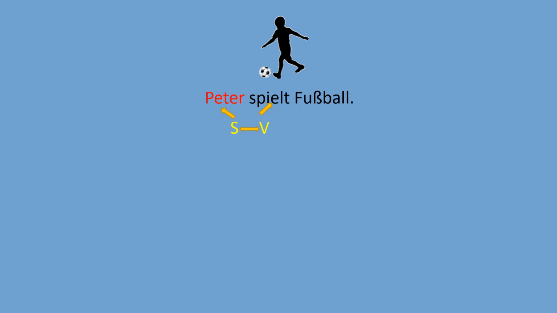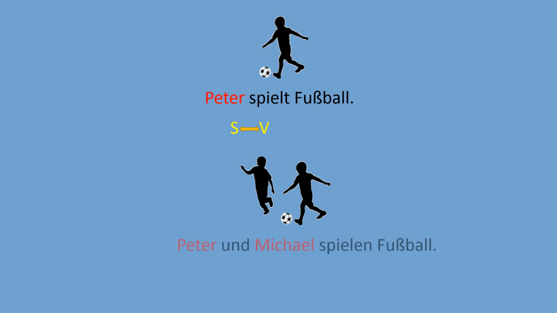Okay, so Peter spielt Fußball. This is our sentence. And let's create another sentence. Two guys, two kids playing soccer. Let's name them. One is Peter and another one is Michael. So this is our sentence in German. Peter und Michael spielen Fußball. So now you remember the verb will change. We'll use another ending, spielen.